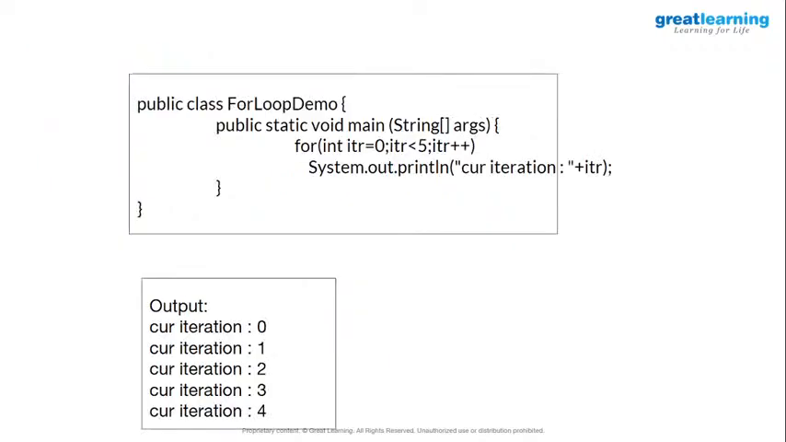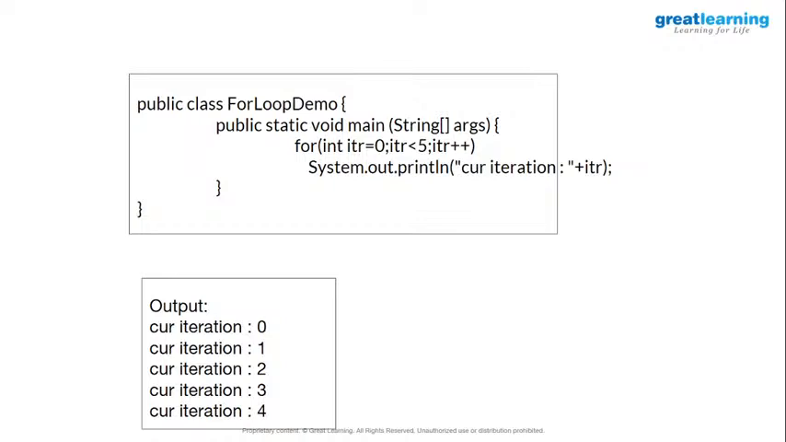So this is a for loop demo. Basically here we have defined a for loop: for int ITR equal to 0, ITR less than 5, ITR plus plus. The initialization phase is this, ITR equal to 0. Then what is the condition? ITR less than 5, okay? It will be executed 5 times, 0, 1, 2, 3, 4. At 5, when it comes, it will just break out of the loop, okay? Then what we will do, we will just increment our pointer every time.